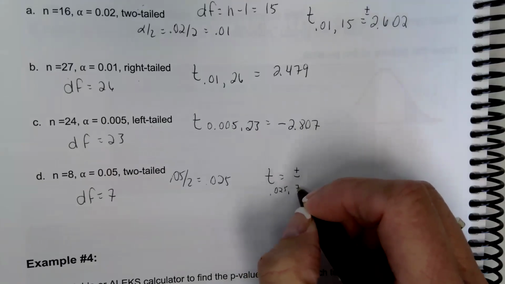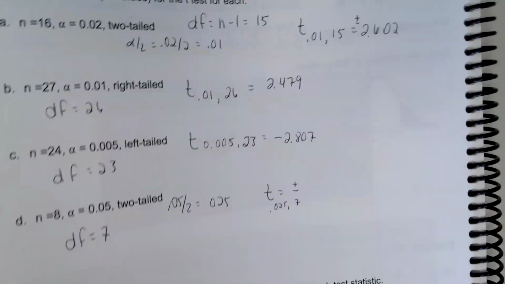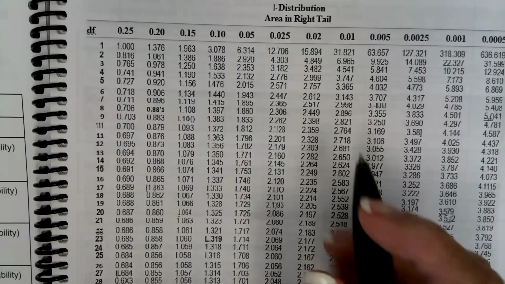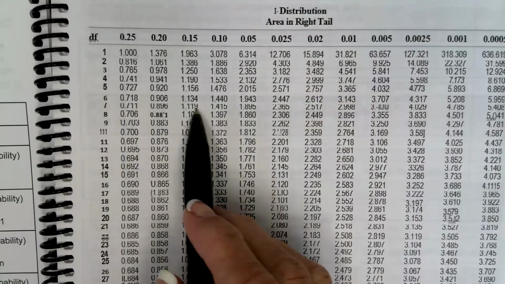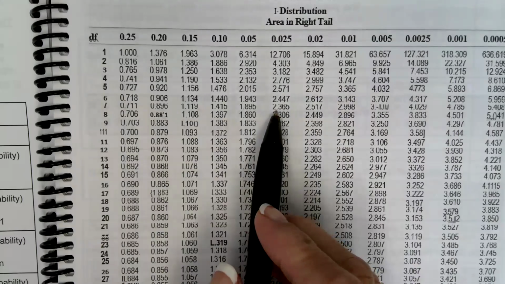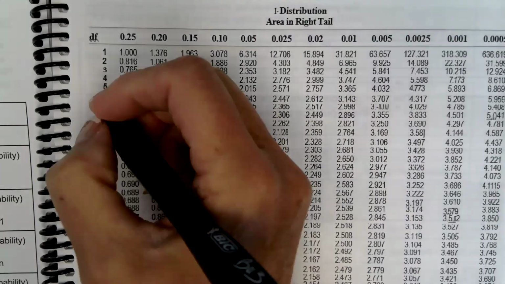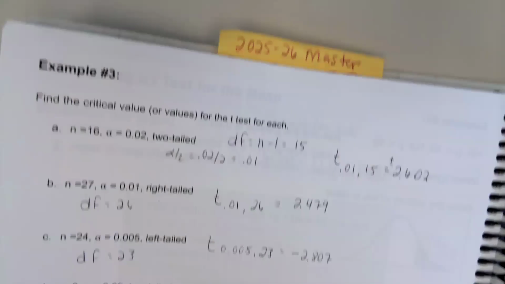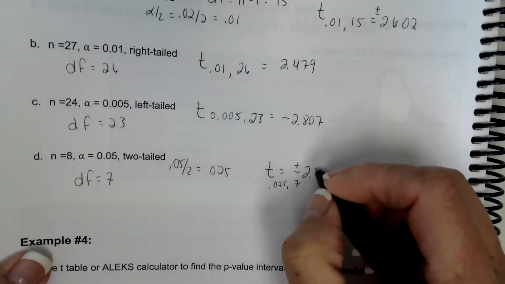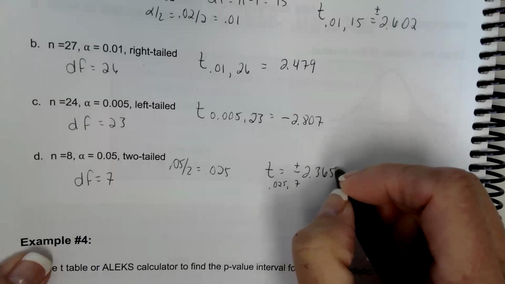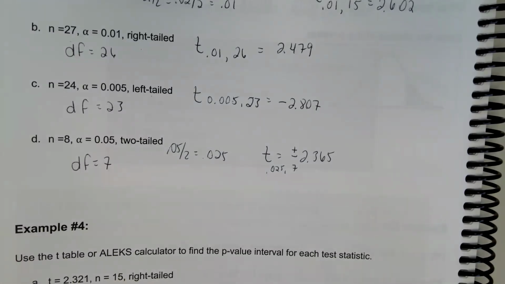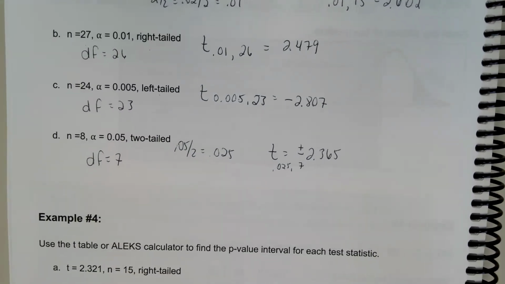0.025 and 7. So 2.365. Plus or minus 2.365. Fabulous. Okay.